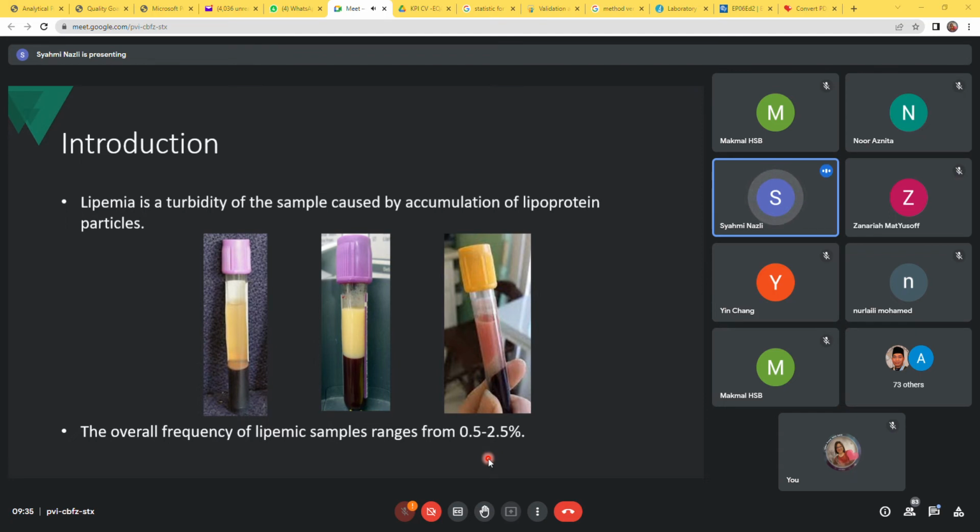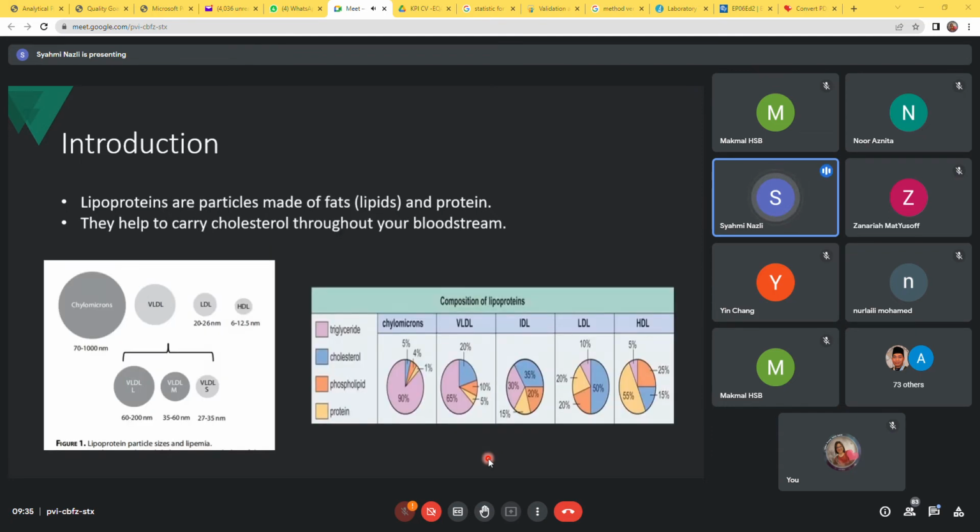So what are lipoproteins? As the name implies, lipo and proteins, made of particles of lipids and proteins. The function of lipoproteins is to help carry cholesterol throughout your bloodstream. As you can see from this figure 1, there are many different types of lipoprotein: chylomicrons, VLDL, LDL, and HDL, and there is one intermediate here, which is the IDL.